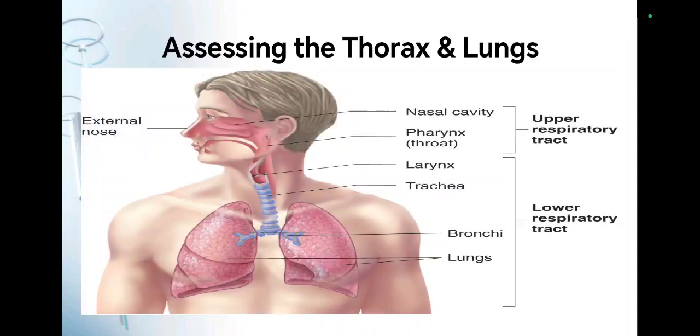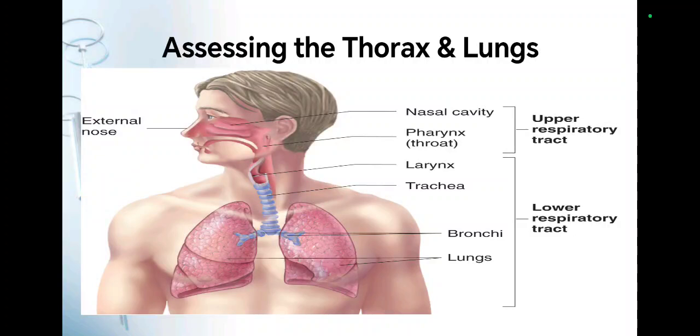Now let's proceed to assessing the thorax and lungs, or assessing the respiratory system. I hope you have understood the topics that I have discussed in assessing the integumentary system and assessing the head, eyes, ears, nose, throat, and mouth. Now, let's proceed to the respiratory system.